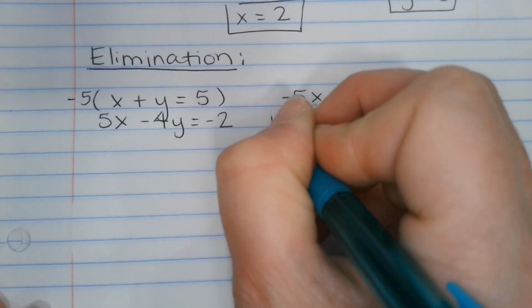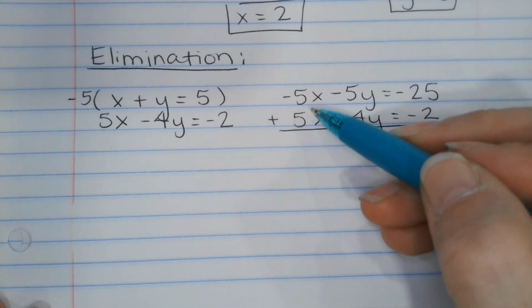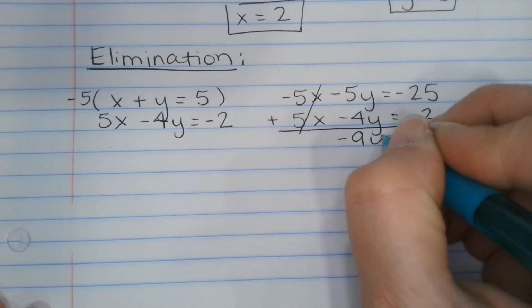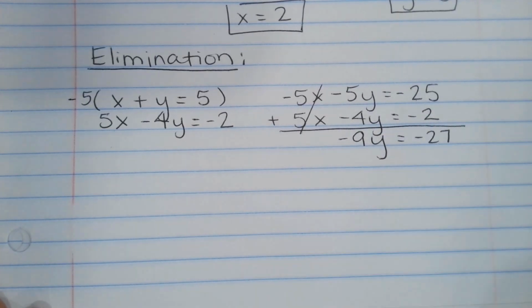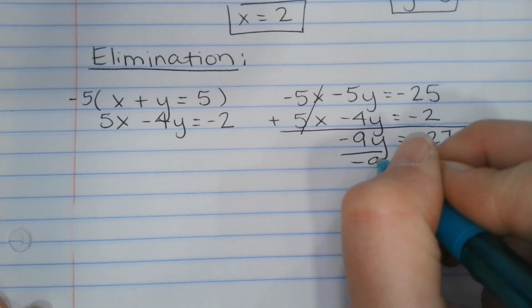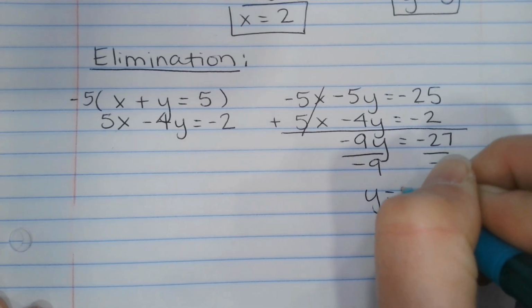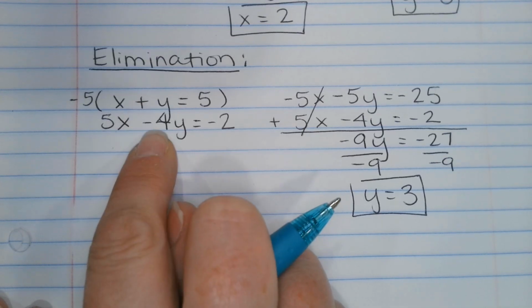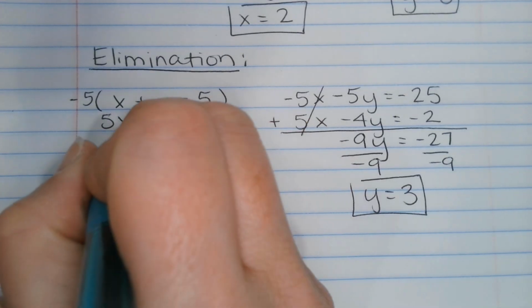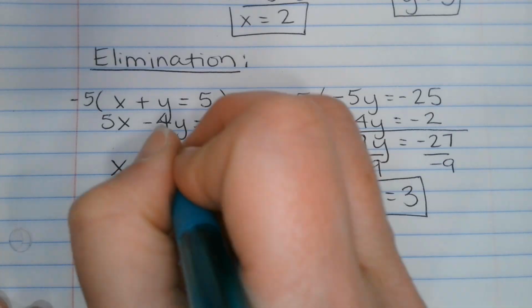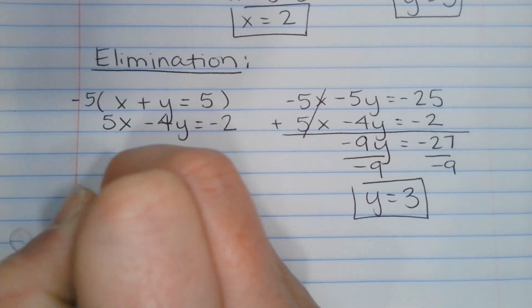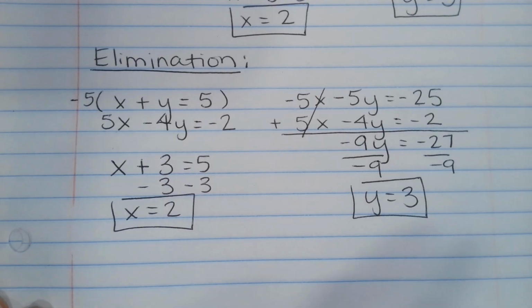And then this is when you add these two up. So these two would cancel out, eliminating the x. This would be negative 9y. This would be negative 27. Solve for y by dividing by 9. Y equals 3. Then you take that and you plug it into either of your equations over here. I'm going to plug it into the top one because it is so much easier. So x plus 3 equals 5. I subtract the 3 and x equals 2. All right, hope that reminder of systems of equations helps you with your proof.